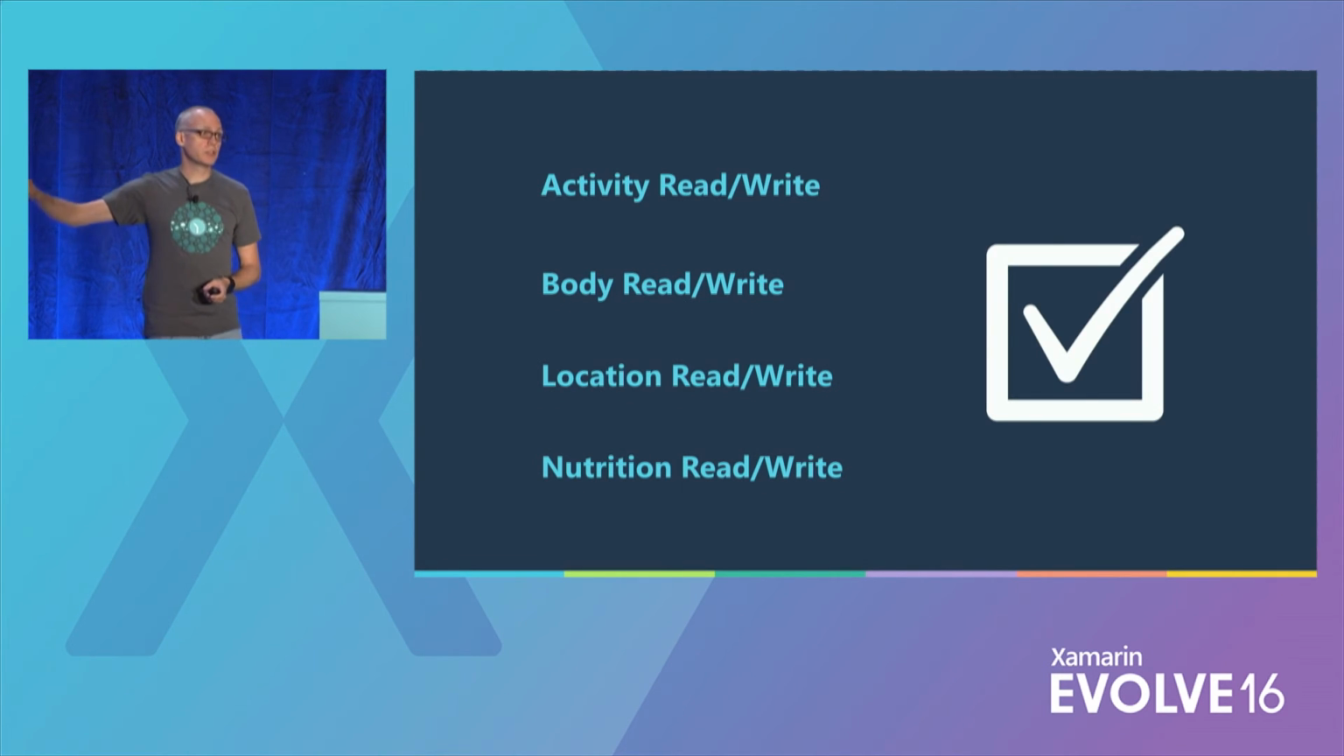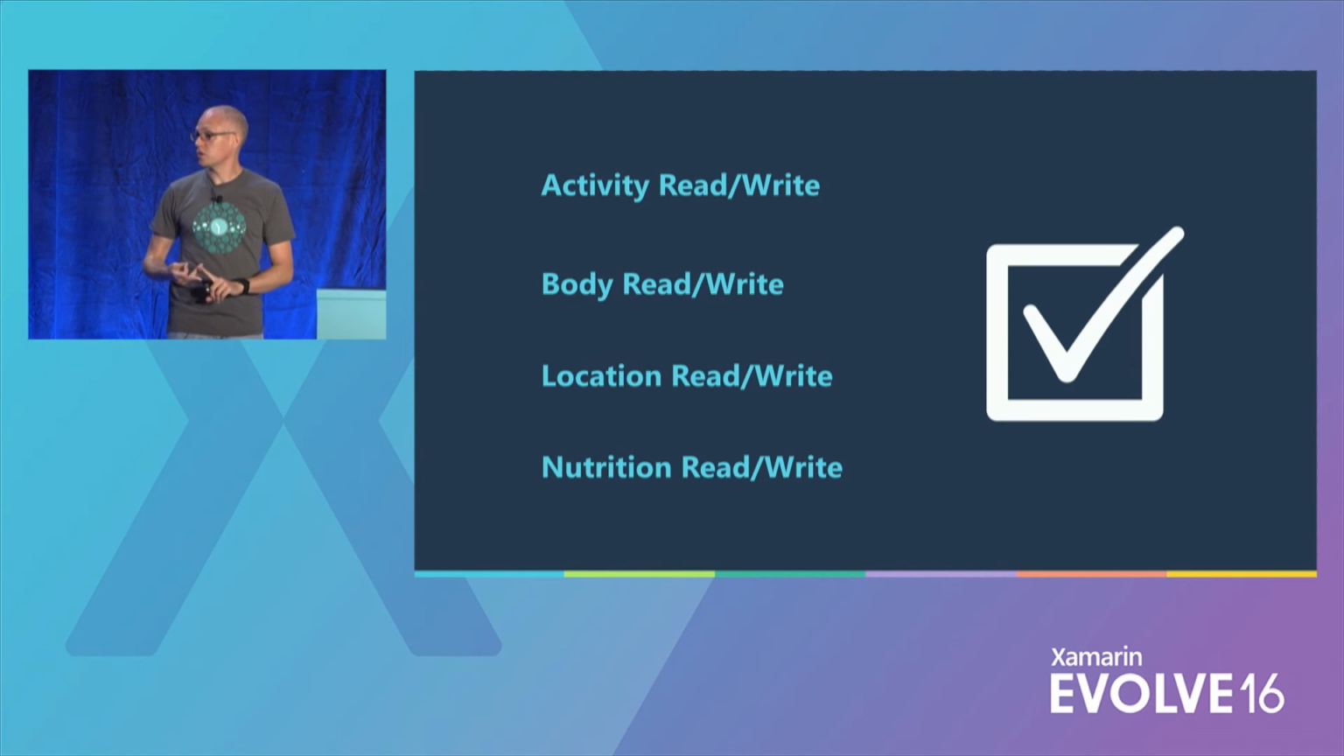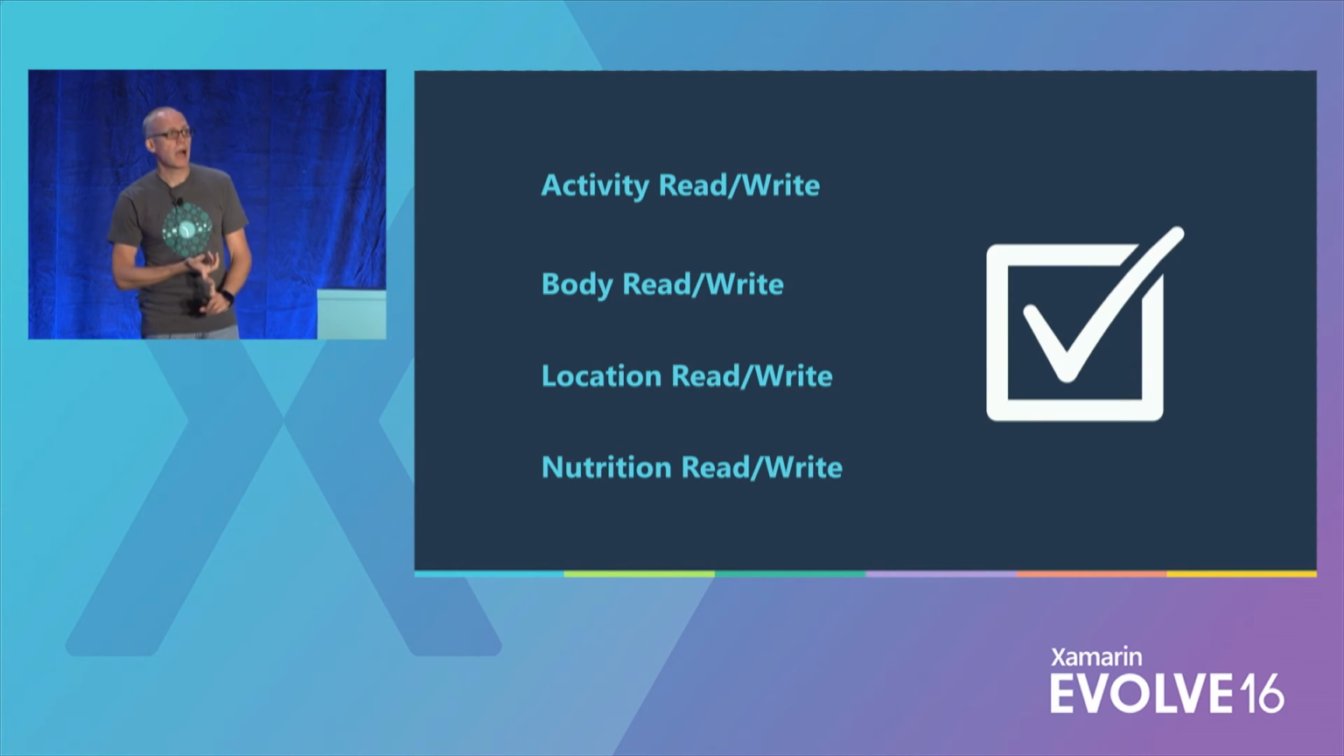So the permissions. There's activities, there's body, there's location, and there's nutrition. Activities are like, I went for a run, or I biked, or I did push-ups.